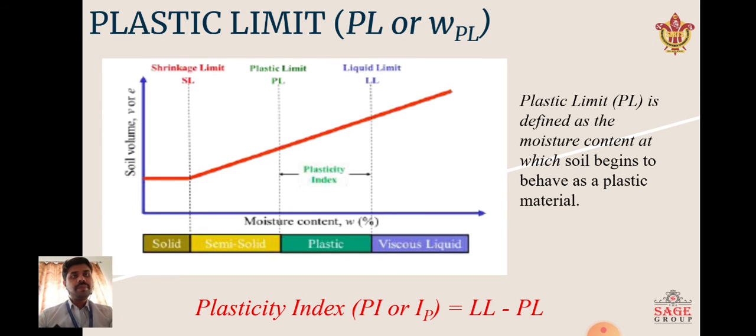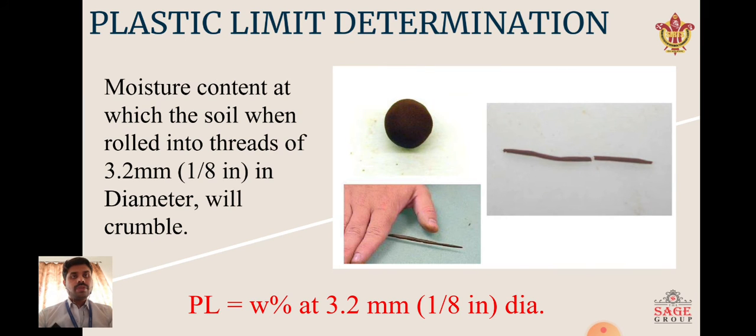Now, what is the plastic limit? The plastic limit is defined as the moisture content at which soil begins to behave as a plastic material. So, the plasticity index can be found as liquid limit minus plastic limit. The graph is the same as we discussed in previous slides. The plastic limit is determined as the moisture content at which the soil, rolled into threads of 3.2 mm in diameter, begins to crumble, where PL is equal to the water percentage at 3.2 mm diameter.